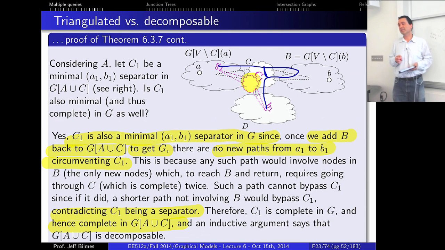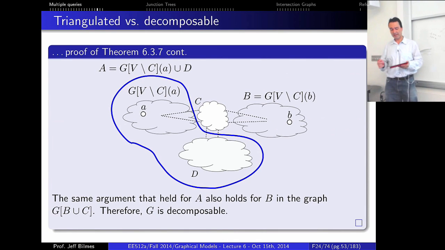And then since we say that it's complete, we have the induction hypothesis, which means that that subgraph G of A union C must be decomposable, which is this bit down here. So then the same exact argument applies to the right-hand side. It applies to this stuff here.